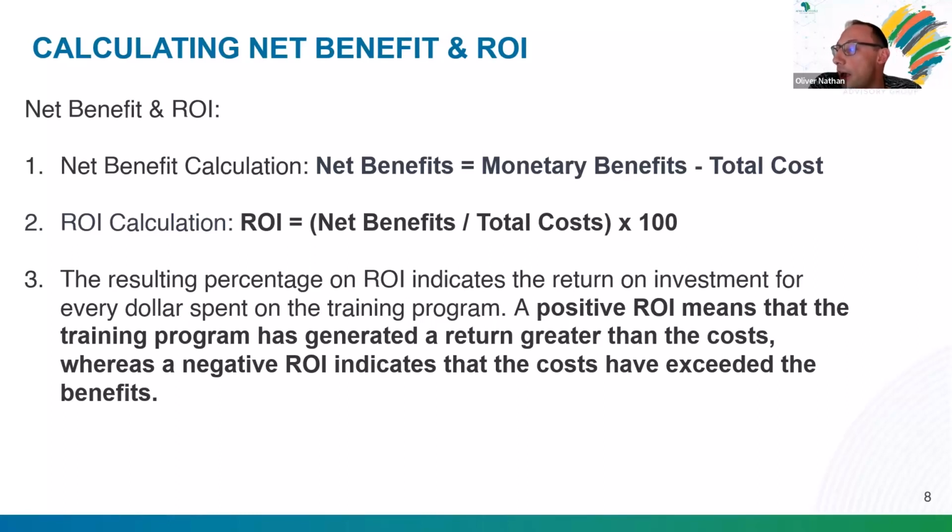So a positive ROI means that the training program has generated a return greater than the costs, whereas a negative ROI indicates that the costs have exceeded the benefits. This is really, really important because we can start to build business cases for continued training, right? If we can demonstrate return on investment, we can start to demonstrate why we need access to more budget, because there's a key business imperative here internally.